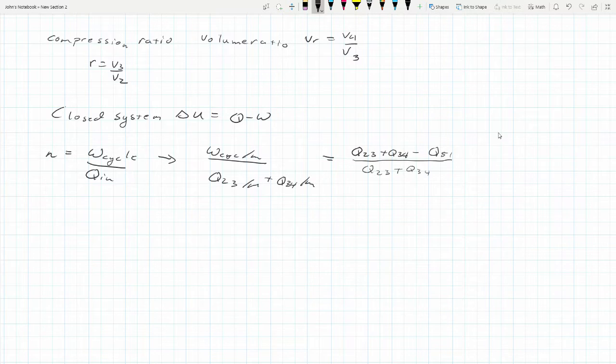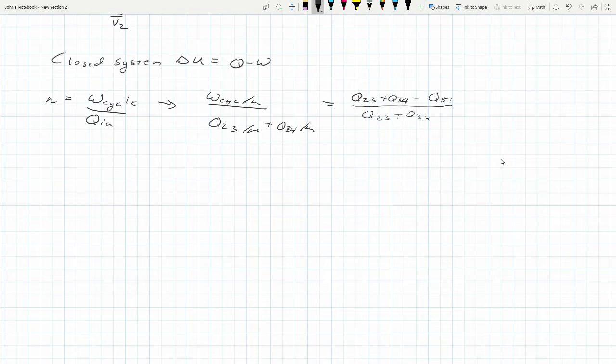Sorry, I don't know why my writing is so bad right now. I'm going to try and make it better for you. So then the efficiency can be written as 1 minus Q51 over Q23 plus Q34.